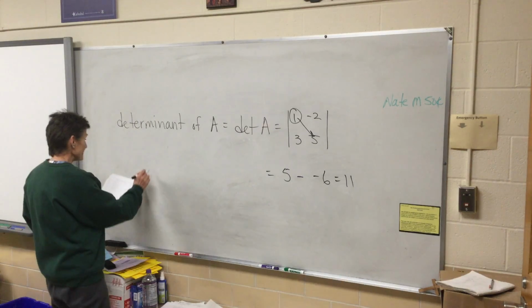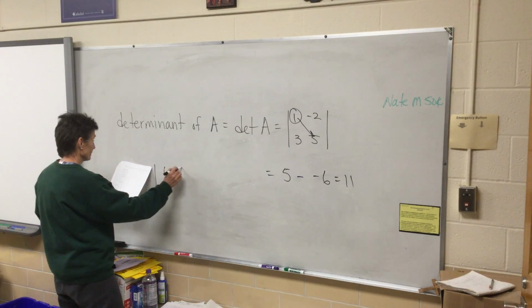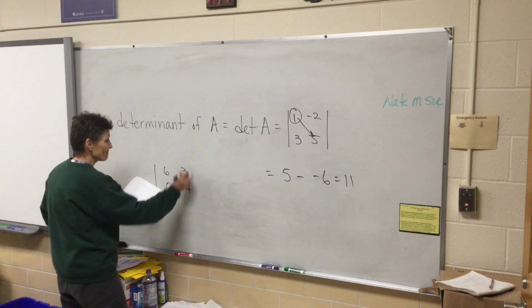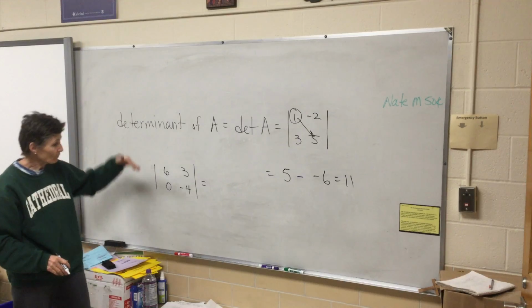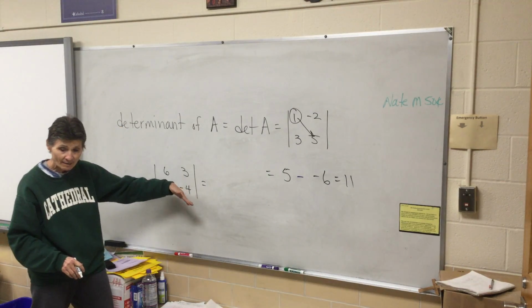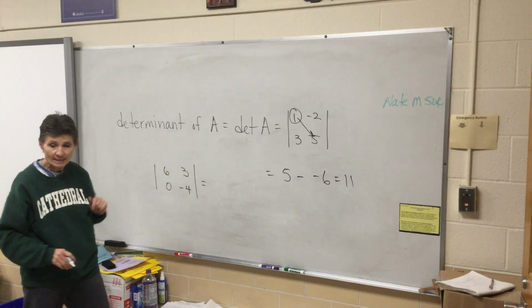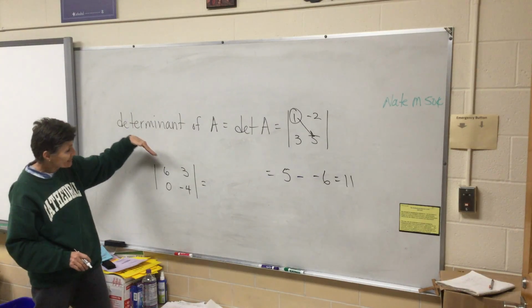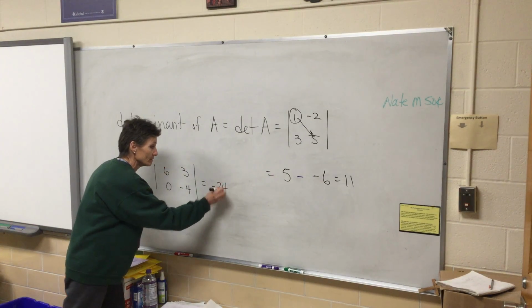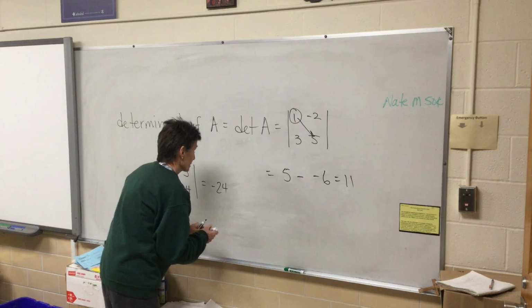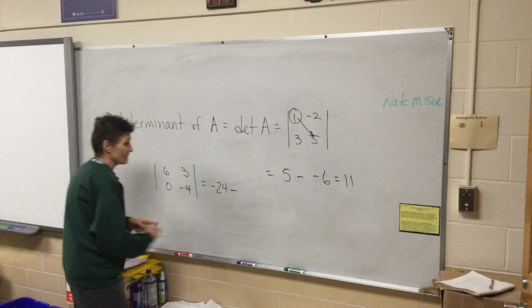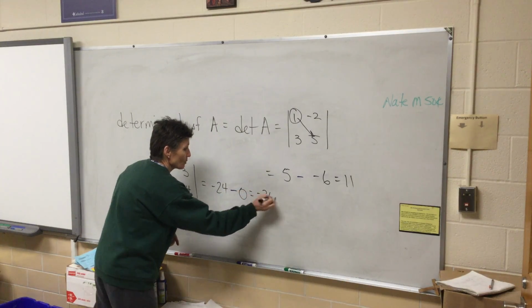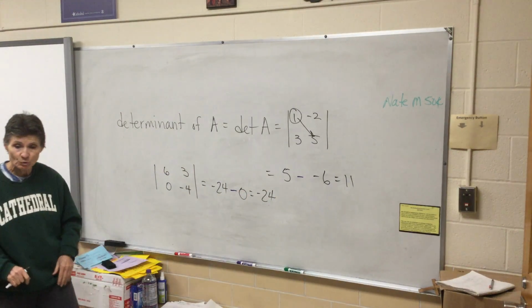Now the next one's going to be the same thing. What will the value of this determinant be? Remember, you multiply and subtract. So it's going to be negative 24 minus 0. So that determinant is negative 24.